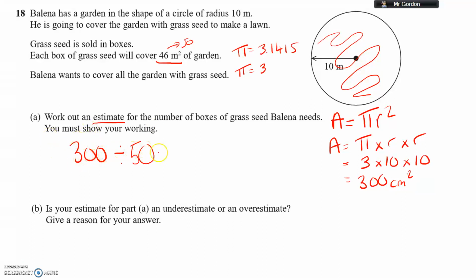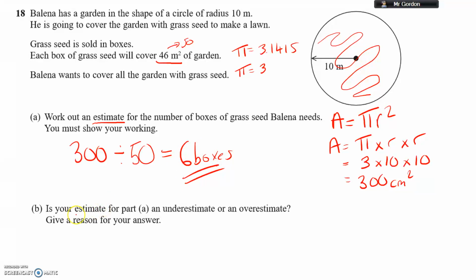So we've got 300 divided by 50. How many boxes do we need then? If each one is 50, we're trying to get 300. Well, how many 50s are in 300? 50, 100, 150, 200, 250, 300. 6 boxes. Alright, so we need 6 boxes. That's my estimate for the number of boxes that I'll need.